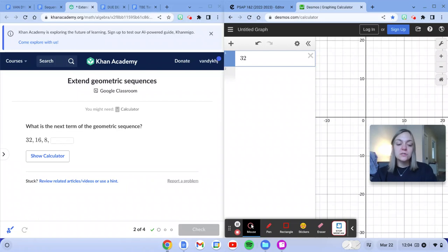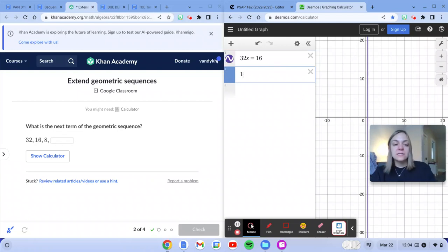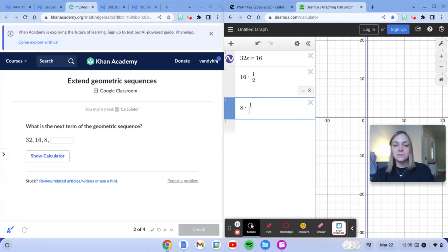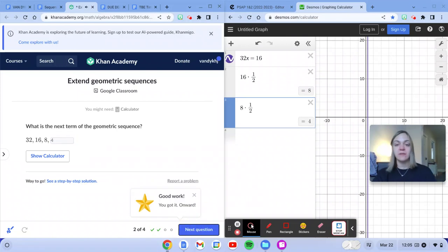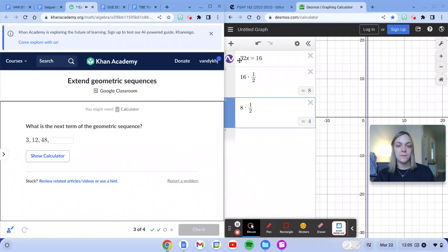So 32 times some number that we don't know gives us 16. And I see that it's 0.5 or 1/2. So 16 times 1/2, that's great. It gives us 8. Now 8 times 1/2, or 8 times 0.5, gives us 4. So basically what we're doing is just dividing by 2 every time, which maybe you saw, which is great. If you didn't, we're using Desmos. So we know it's got to be 4 because we divide by 2 every single time.